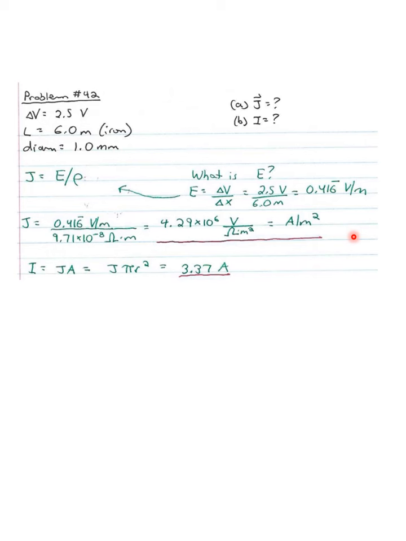Then once we know that, current is just the current density times area. So we know J, the current density, times pi r squared. Make sure you turn it into r. We have a diameter of 1 millimeter. So cut that in half, 0.5 millimeters, and then let's get it in meters. So 0.5 times 10 to the negative 3 meters, pi r squared, and we get 3.37 amperes.